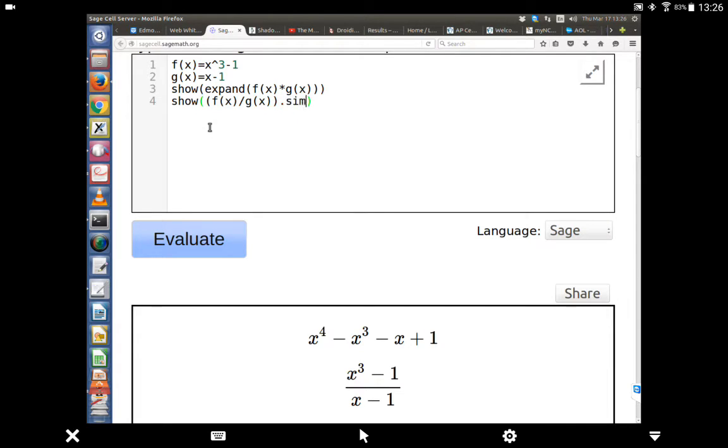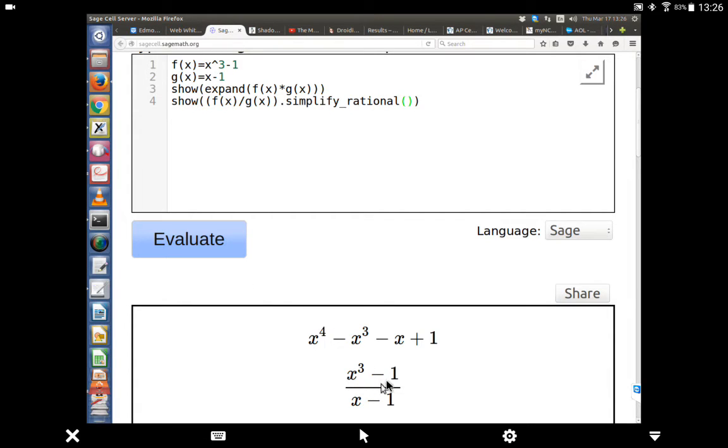Dot simplify. Now that's usually not enough. Sometimes you have to tell it if it's like a trig identity you want to reduce. You have to say simplify trig, or some kind of weird radicals or powers to simplify radicals. But this, I want to simplify a rational expression.